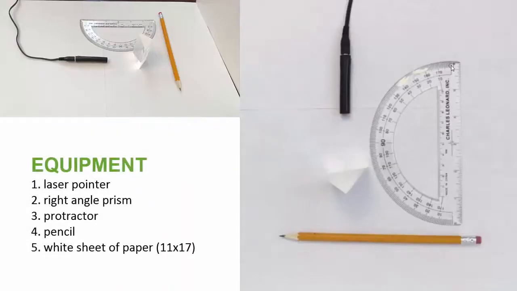The equipment to be used in this lab consists of a laser pointer. I'm going to be using here an affordable red laser diode. You can use any other type of class 1 laser pointer, either red or green. And then we are also going to use a right angle prism. For our measurements, we are going to use a protractor. We are also going to need a pencil and finally a big white sheet of paper.